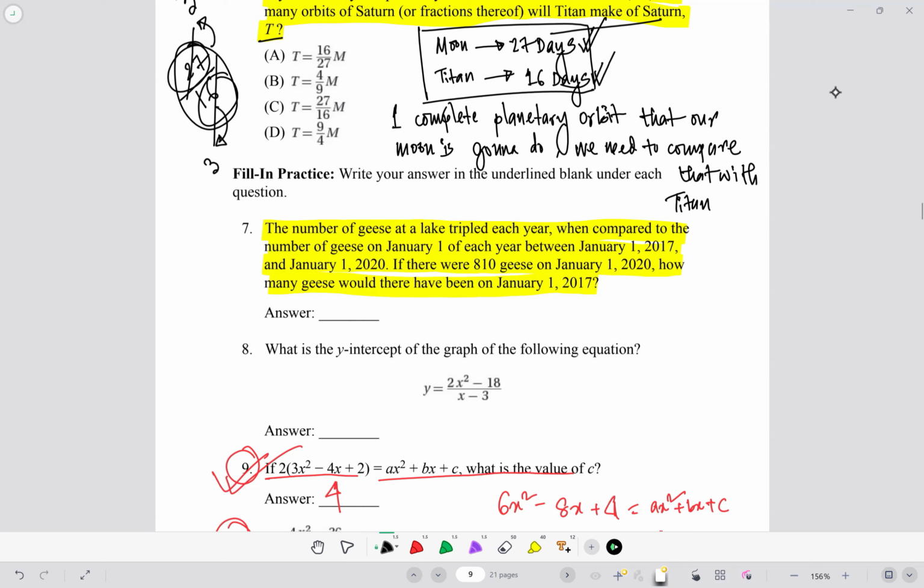Can I guess the answer? Yeah, you definitely can guess the answer. Is it 270? 270. Let's look whether it is 270 or something.